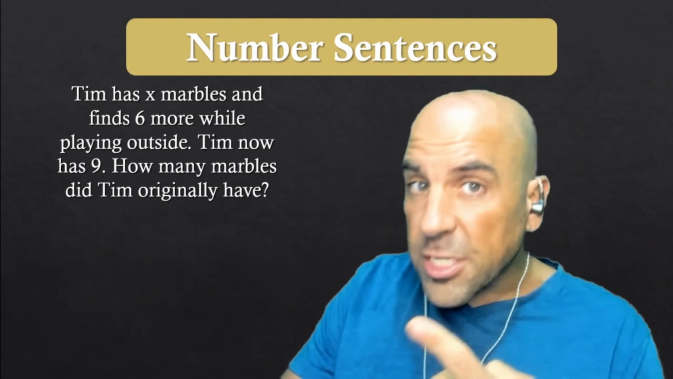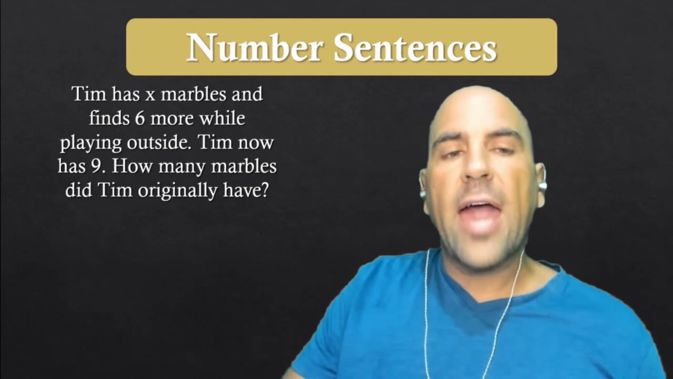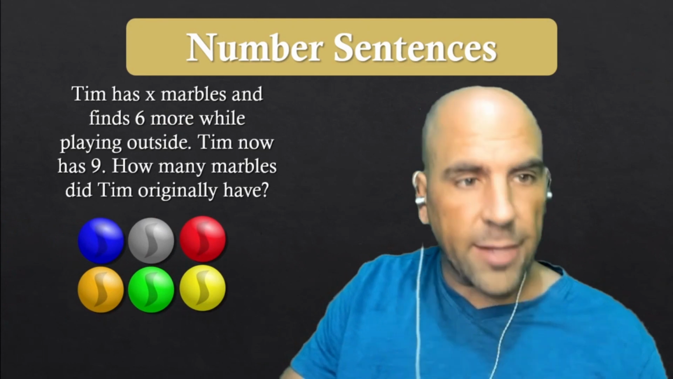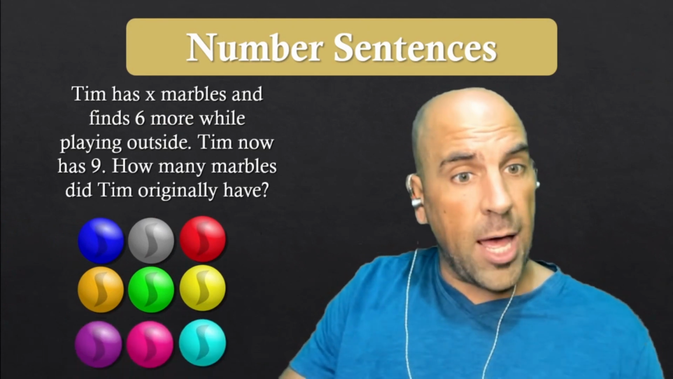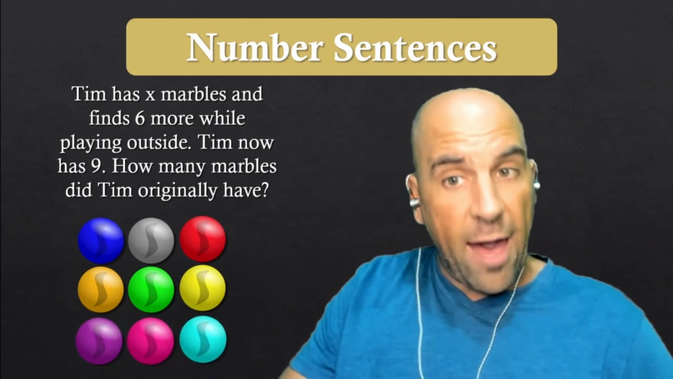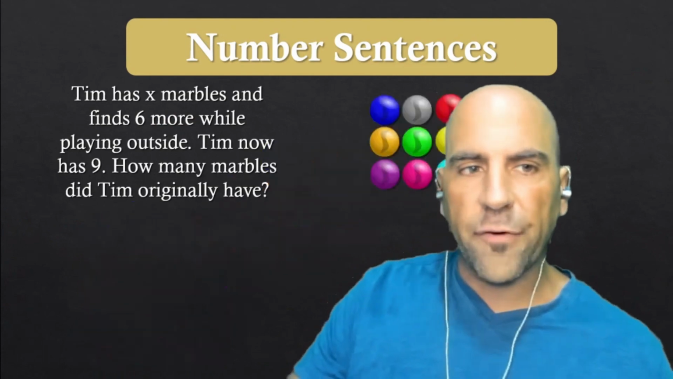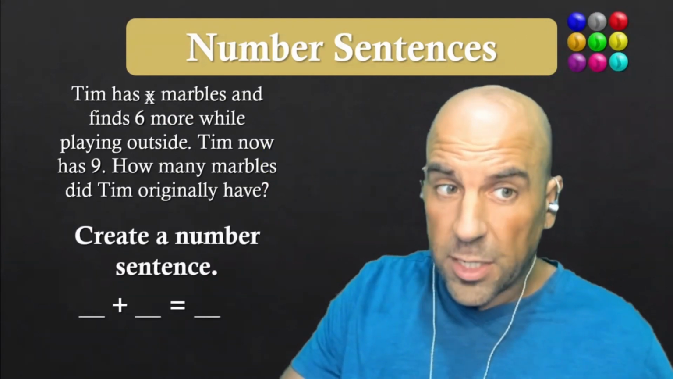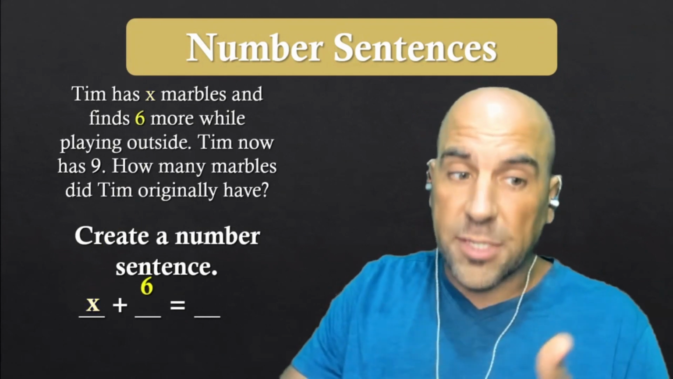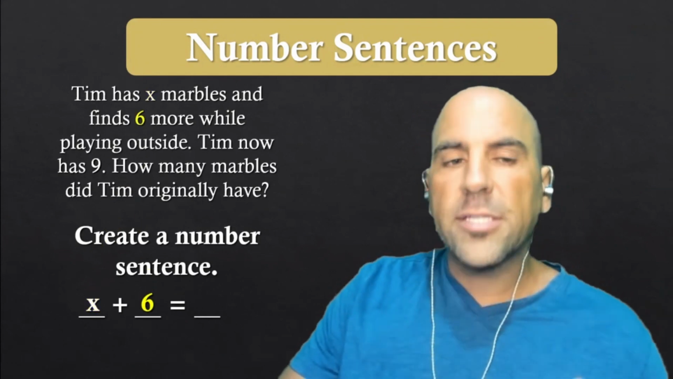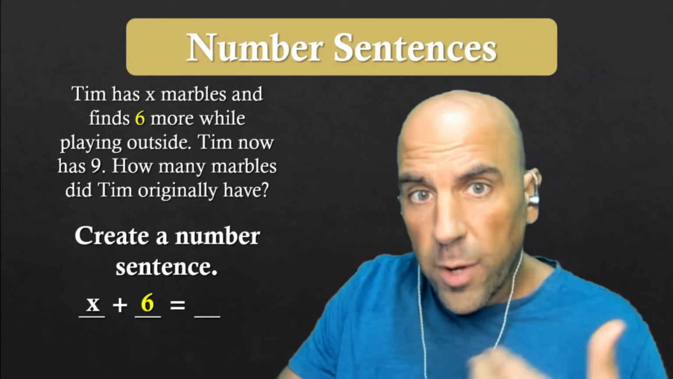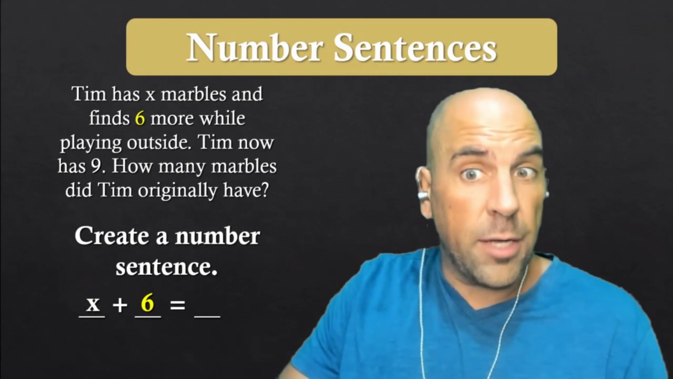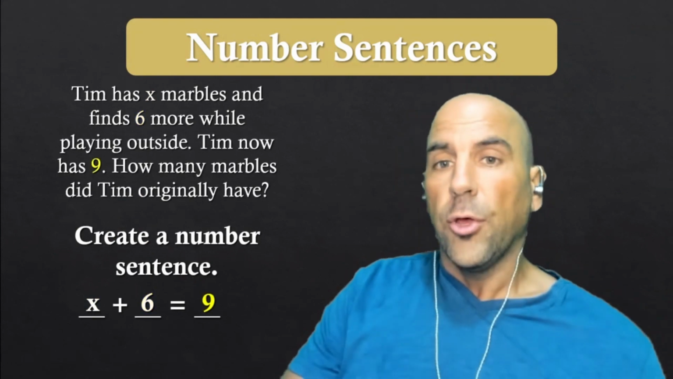All right. A similar problem, but there's some differences here. Tim has X marbles. We don't know how many, and finds 6 more while playing outside. Tim now has 9. How many marbles did Tim have originally? So you see, this is a little bit different. So this is still addition because we have X and then 6 more. But here we don't have what we started with.